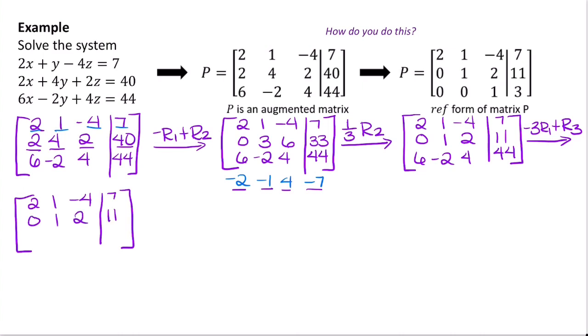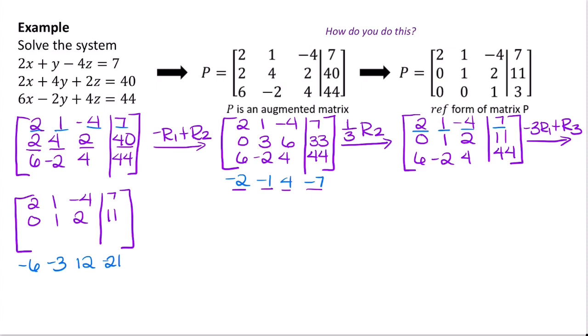And now let's think about what -3 row 1 is going to look like. Okay, so 2 times -3 will be -6. 1 times -3 will be -3. -4 times -3 will be 12. And 7 times -3 will be -21.